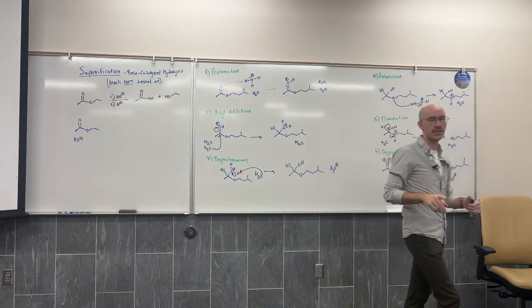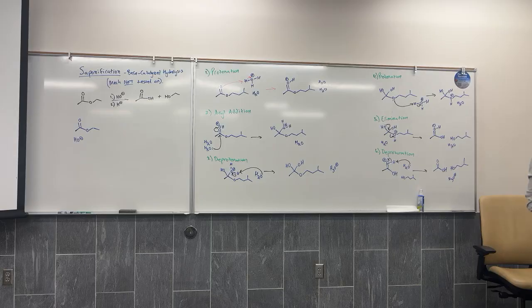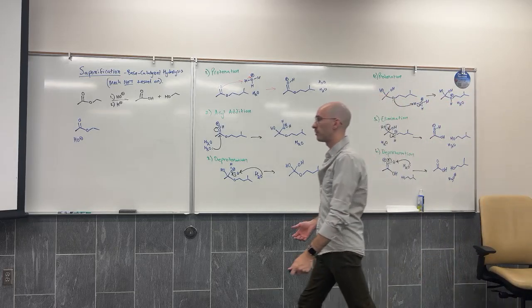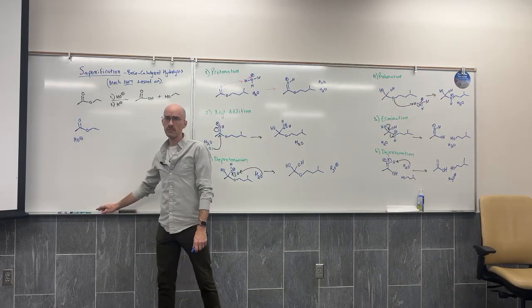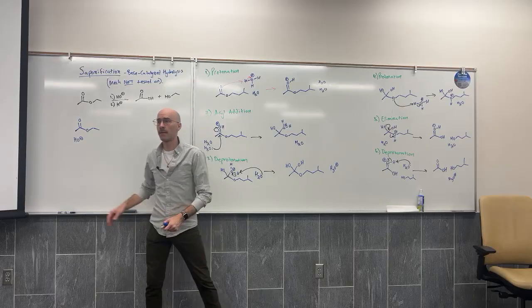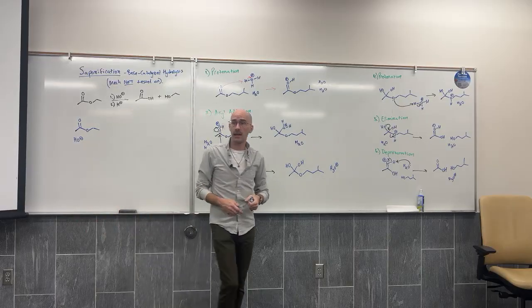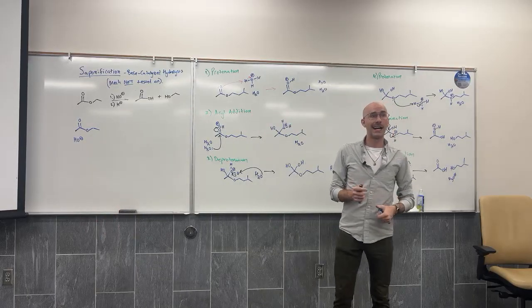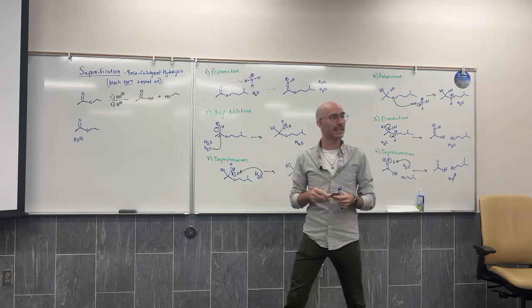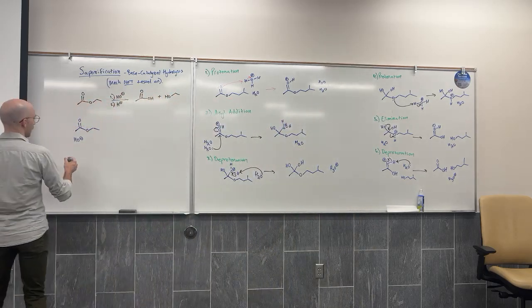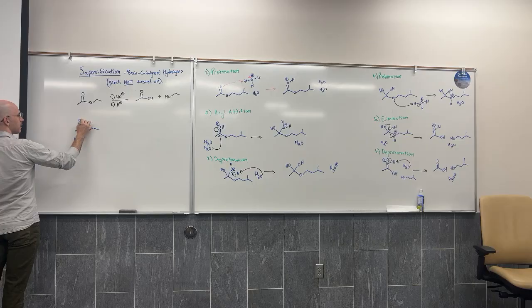Basic conditions or acidic? Basic conditions. So should I start by trying to protonate something? No way. There's no proton donor available. So what should my base do then? I want my base to act as a nucleophile. I need to get that OR group to leave. To get it to leave, I need to turn this into a tetrahedral intermediate.